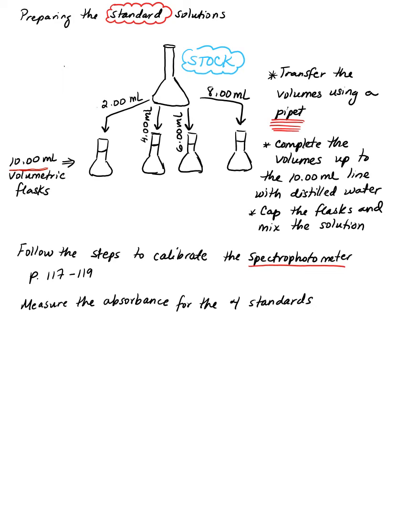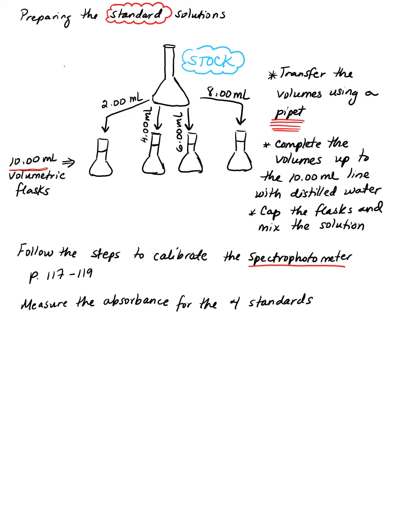So 2 milliliters from the stock solution and we're transferring that into the 10 milliliters volumetric flask. Then we have the second one, 4 milliliters from the stock, transfer that into your volumetric flask. For the third one, we're measuring 6 milliliters from the stock and we're transferring that into a volumetric flask. And then the last one, we have the fourth volumetric flask, and to that one we're adding 8 milliliters of the stock solution.